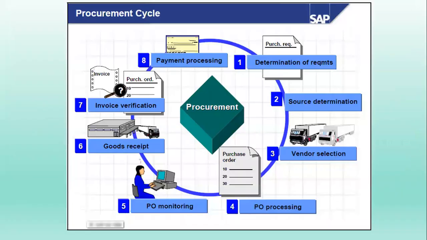So if you see that, the first thing is determination of the requirement. That means the purchase requisition we created, the identification of the requirement. Did you remember that? Yes. So the determination of the requirement is the purchase requisition we created.